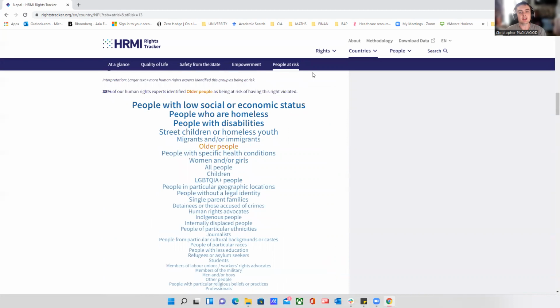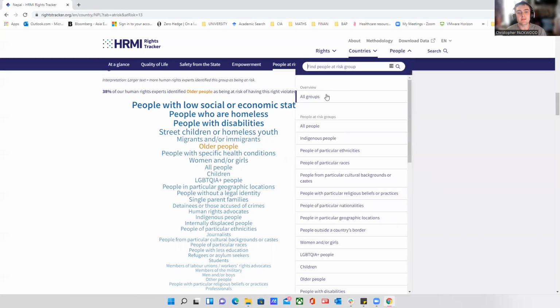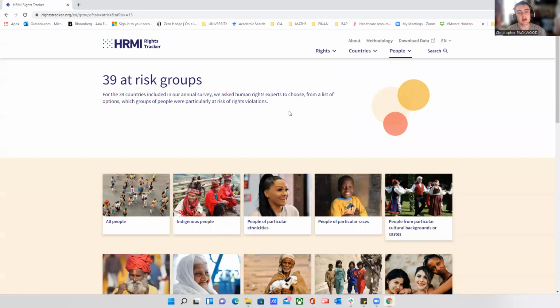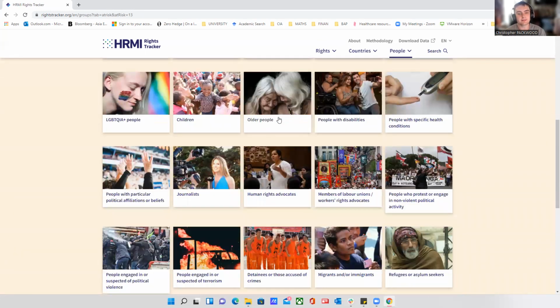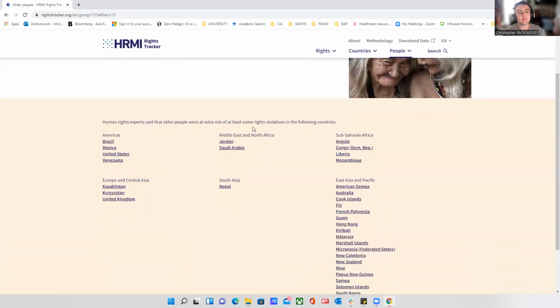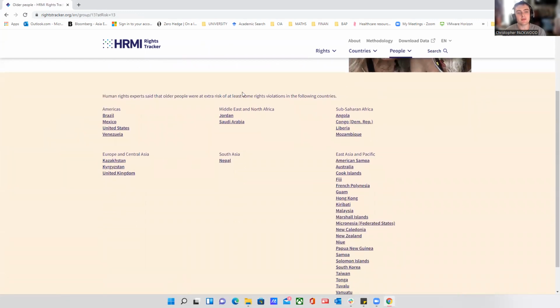Now, while we can look at countries, we can actually more broadly see the countries where people that are older suffer greatly or have high risk, particularly of having the rights violated. So if we go to all groups, we have our 39 at-risk groups. We can scroll down to older people and click in. When we click in, this will show us where older people are at extra risk of at least some violations in the following countries.